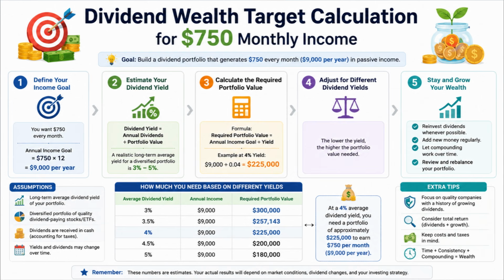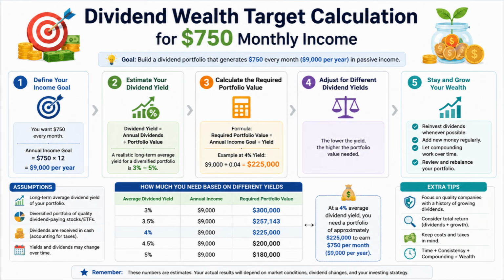Since dividend income is usually calculated on a yearly basis, the first step is to convert the monthly income goal into an annual income goal. So, we multiply $750 by 12 months. This gives us $9,000 per year. In other words, to receive $750 every month, your portfolio needs to generate around $9,000 in annual dividend income.